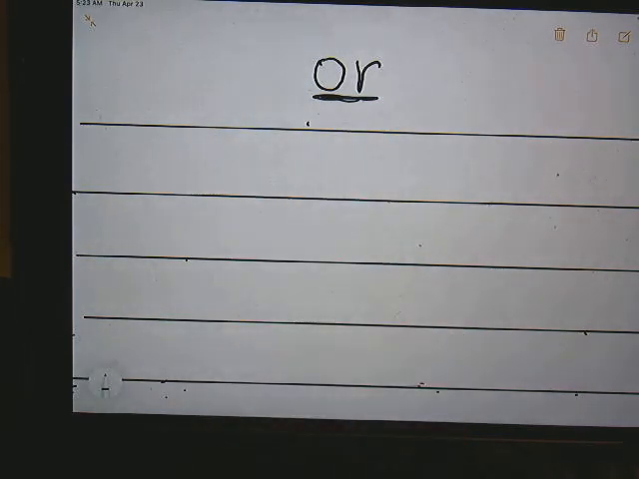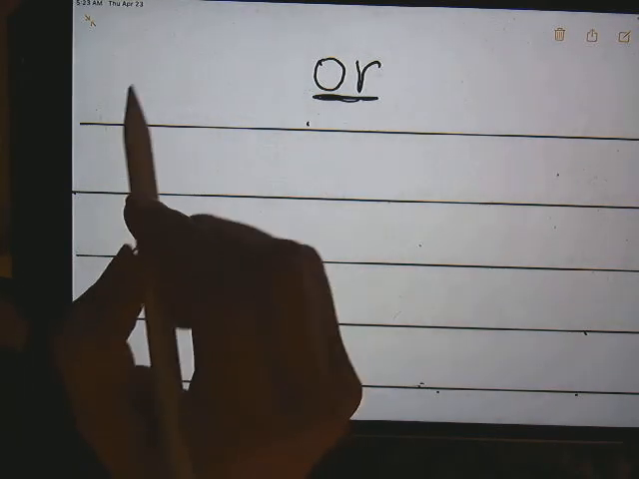That's right, or. So I'm gonna write letters. You're gonna tell me the sounds of those letters. We'll blend those sounds to form words. Let's get started.